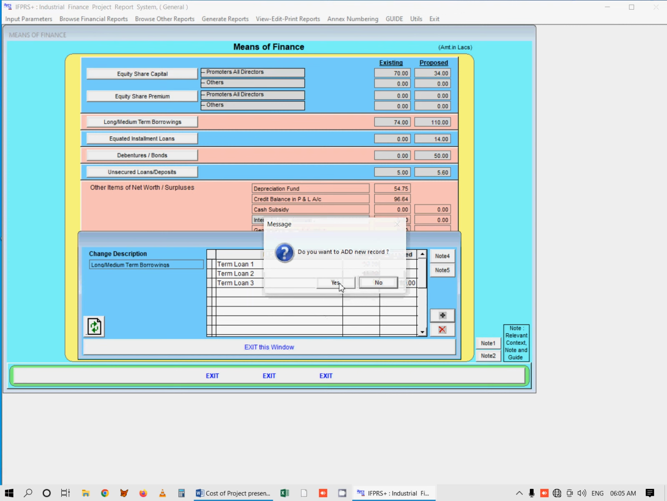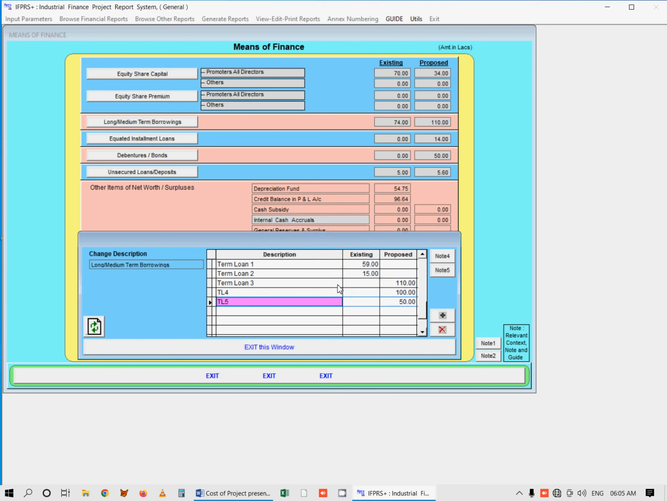Let us add one more term loan with this plus button, say TL4 of 100 lakhs and TL5 of 50 lakhs. And then you can state differing and divergent terms of finance for each of the term loans separately. For example, separate term loans for building, machinery, vehicles, etc. with differing terms for each, or different types of term loans from different banks with differing terms of finance.